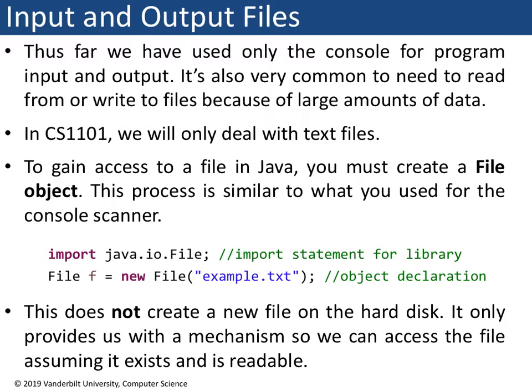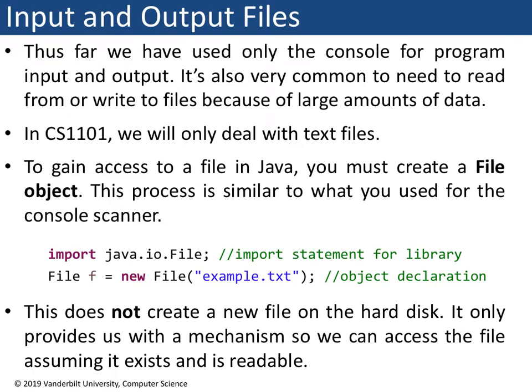The way to gain access to a file in Java is to create a file object. Now, that doesn't mean that we're creating a new file actually on the hard disk. What that means is we're creating a new object in memory which is going to be used to read the contents of this specific file. The way that we would go about this is going to look something like the code here.